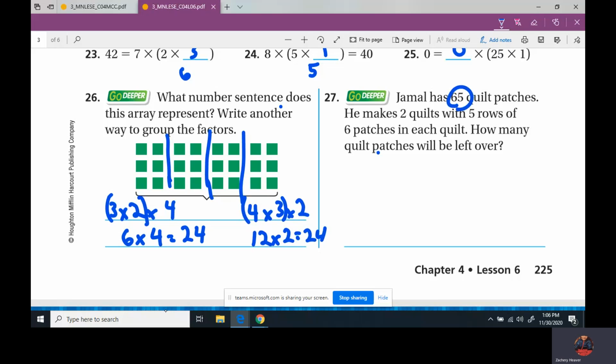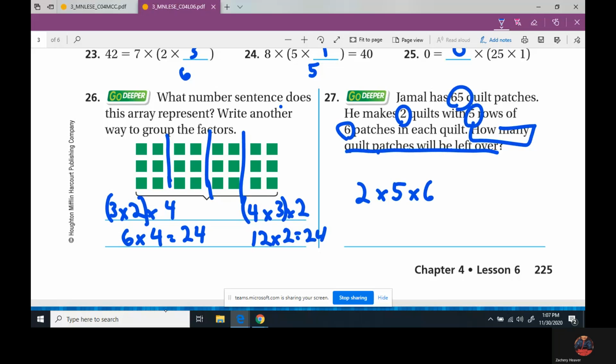Jamal has 65 quilt patches. He makes 2 quilts with 5 rows of 6. How many quilt patches will be left over? So we have, he makes 2 quilts that have 5 rows of 6 patches. So we can group this 6 and 5, or 2 and 5, or 2 and 6. I'm just going to group 2 and 5 because I know it's going to equal 10. So if I group 2 and 5 together, I get 10 times 6. And 10 times 6 is 60.